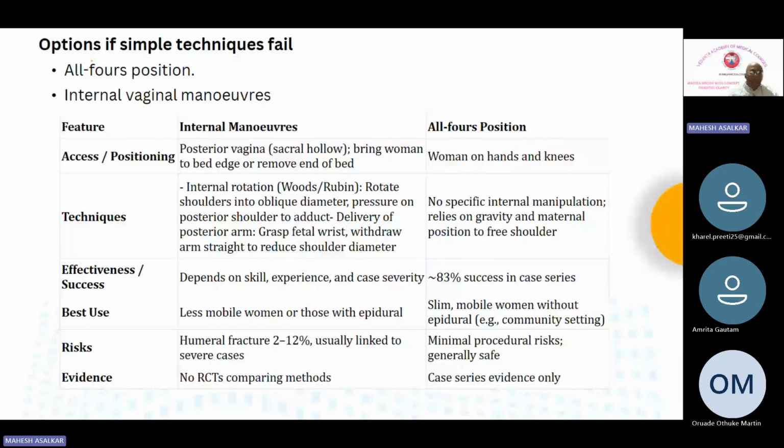Then what is the risk? Humeral fracture risk is around 2 to 12% with internal maneuvers, usually linked to the severe cases, and there is a minimal procedural risk in all four positions.